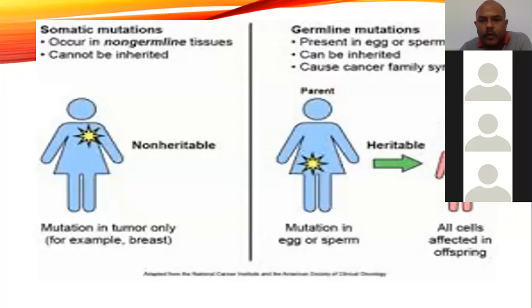Whereas a mutation may be found in the somatic cells, and it may also be found in the germ cells. If it is found in the germ cells, then what happens? This mutation can be transmitted from parent to child. This is an inherited mutation.